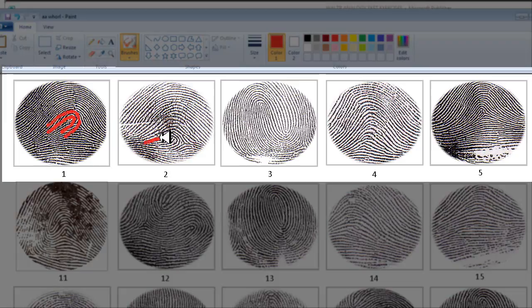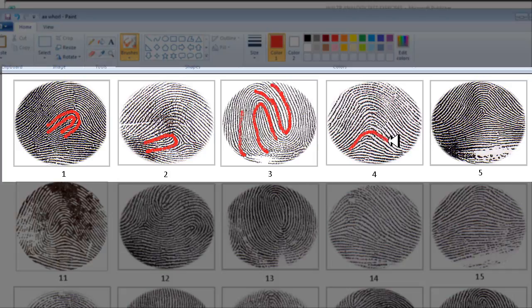Number two is a loop. Number three, we have a looping formation here. And then we have a separate looping formation here. And hopefully you recognize that as the first of our whorls.